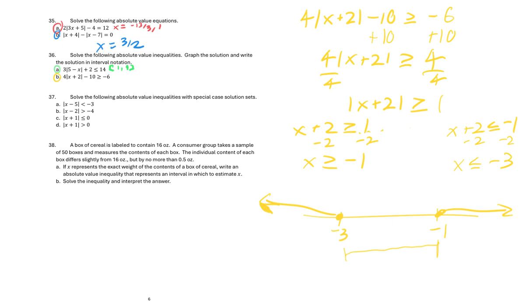And to write this in interval notation, we're going to have negative infinity to negative 3, bracket because we're including the negative 3. Then our union, bracket because we're including our negative 1, and then all the way to infinity.